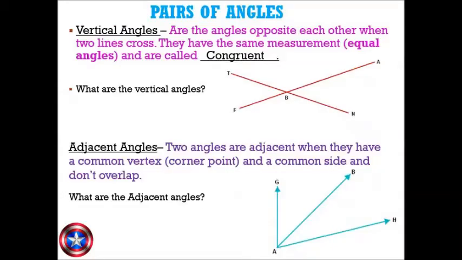Pairs of angles. Vertical angles. These are the angles that are opposite each other when 2 lines cross. They have the same measurement, or equal angles, and are called congruent. What are the vertical angles shown here? Adjacent angles: 2 angles are adjacent when they have a common vertex, or corner point, and a common side and don't overlap. What are the adjacent angles shown below?